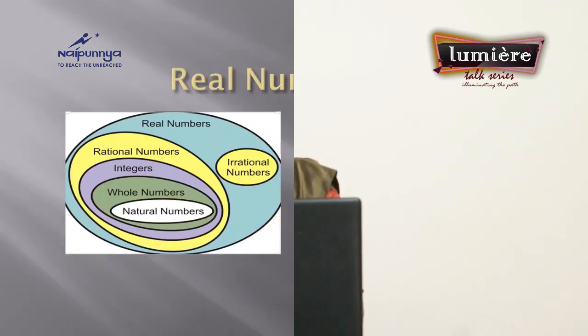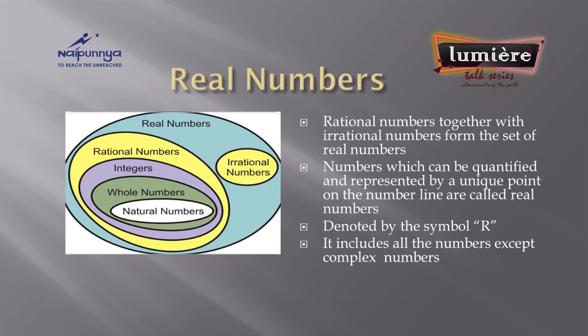First one is real numbers. Real numbers is a combination of rational numbers and irrational numbers. Numbers which can be quantified and represented by a unique point on the number line are called real numbers. Real numbers are generally denoted by the letter R. Real numbers include all those numbers except complex numbers. Please look into the figure provided. Here it shows that real numbers consist of rational numbers and irrational numbers. The integers, whole numbers as well as natural numbers come under the heading rational numbers.